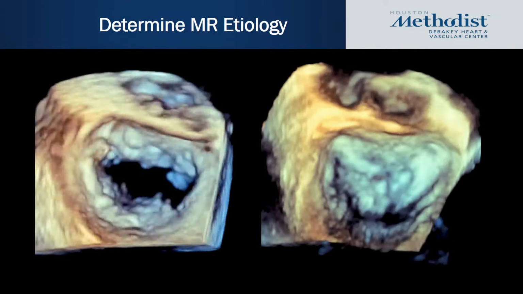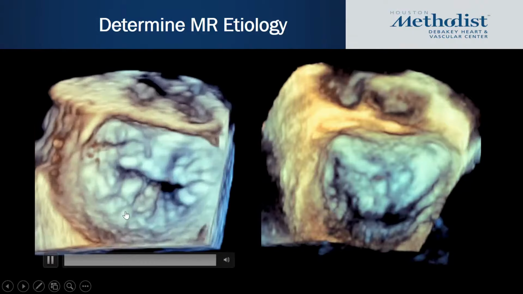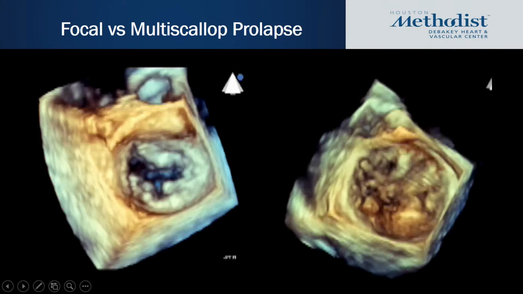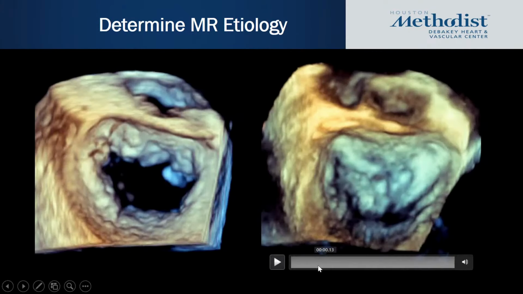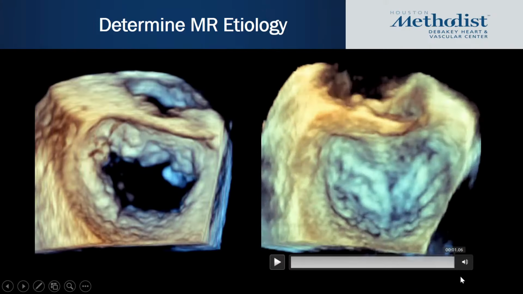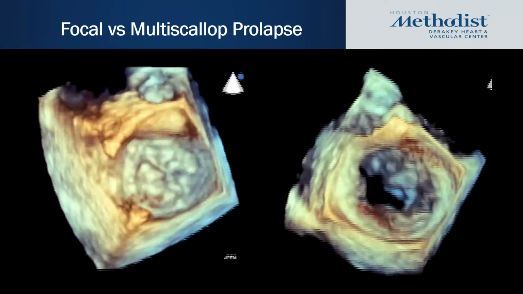3D imaging also helps determine the mitral regurgitation etiology. The first example is that of a P2 flail, and the second example is an example of functional mitral regurgitation, where you can appreciate the posterior leaflet tethering. Again, 3D imaging helps identify the site and extent of the pathology.